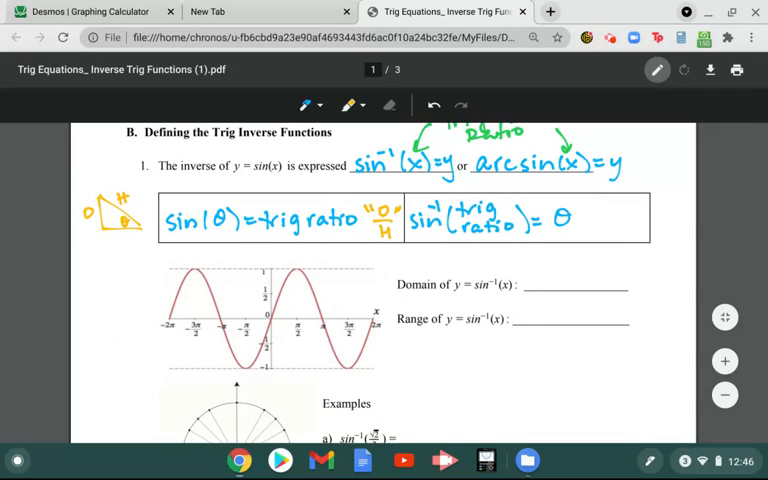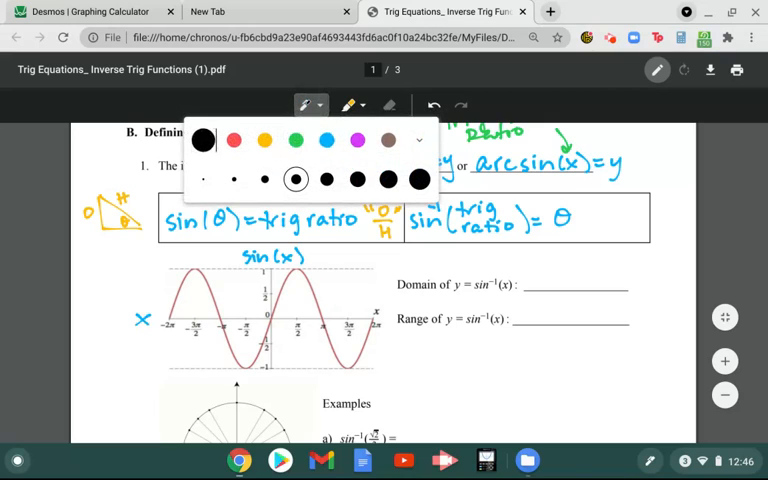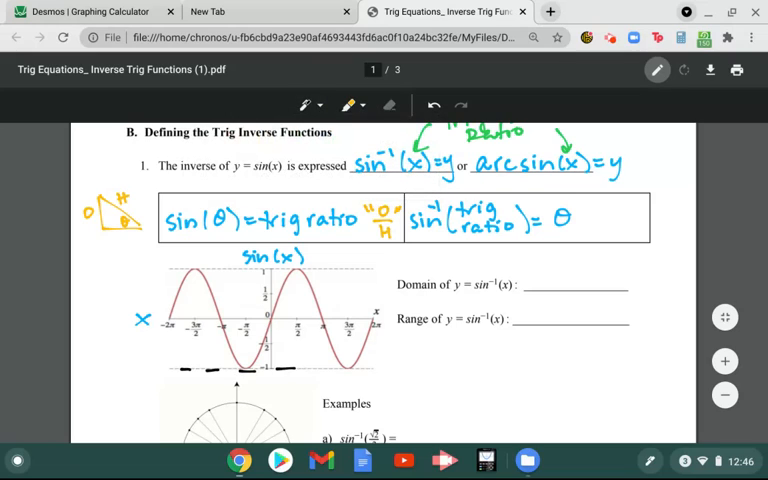Domain and range of our inverse function are exactly reversed from that of my sine graph. So what I've got here is the traditional sine graph. You'll notice that in the sine graph, those trig ratios, which are the y values, are bound by -1 to 1. Well, the trig ratios are what go into an inverse function. So my trig ratios, the domain, are bound by -1 to 1.